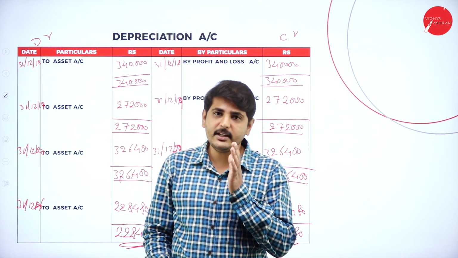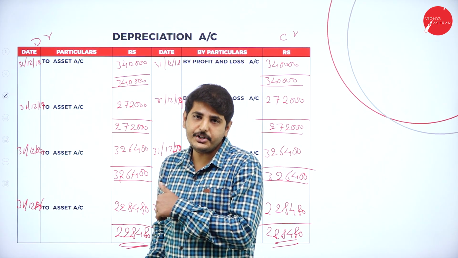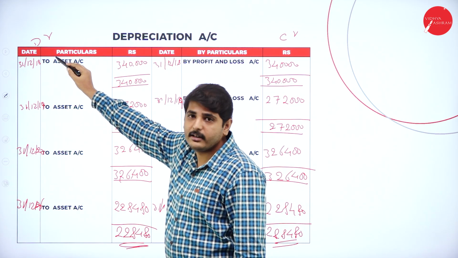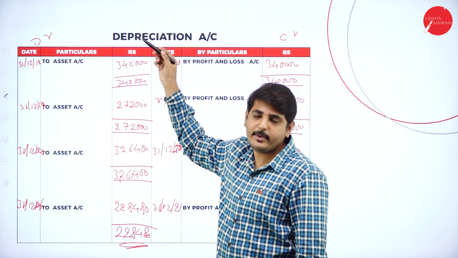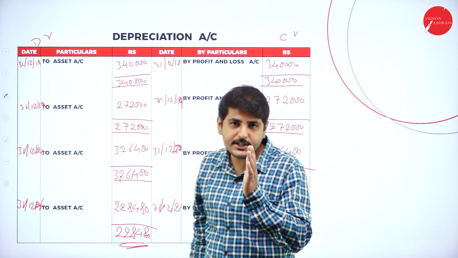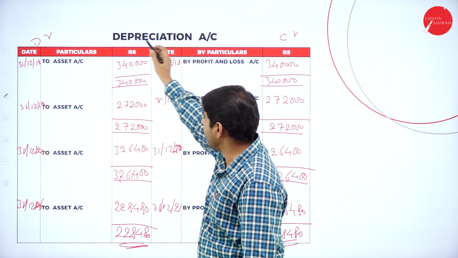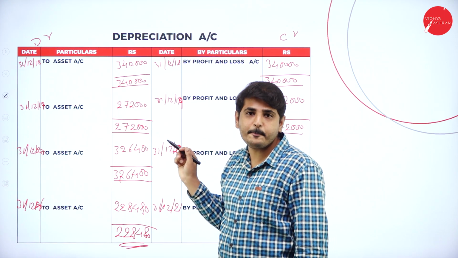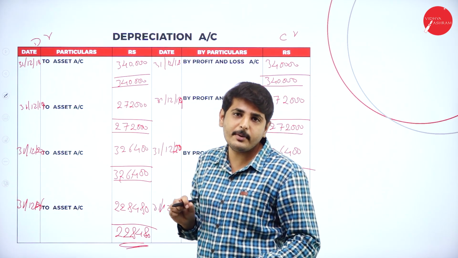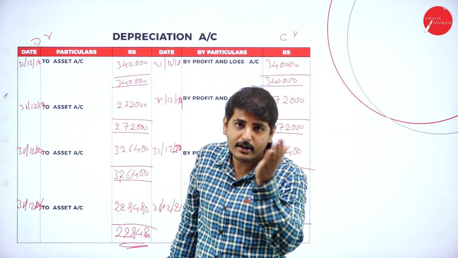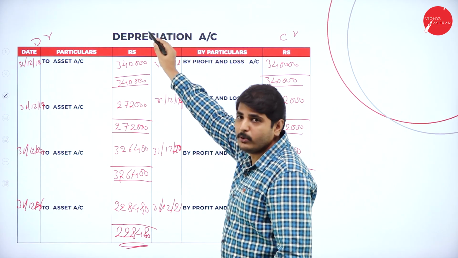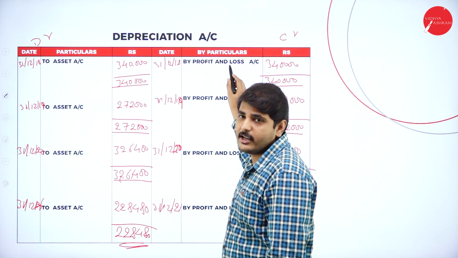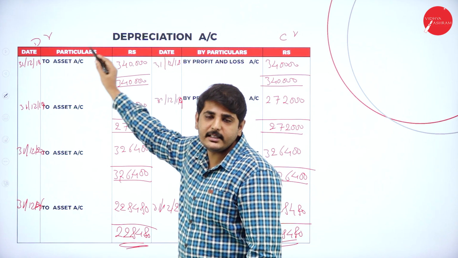See, on the basis of the journal entry only we are preparing the ledger. So if depreciation is debited, asset will be credited. If asset is debited, depreciation will be credited. What is the journal entry? Depreciation account to asset account. Here it is profit and loss account. When profit and loss account appears in the journal entry, it is profit and loss account to depreciation. If depreciation is debited, profit and loss will be credited. If depreciation is credited, asset will be debited.